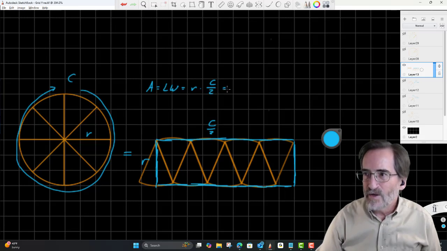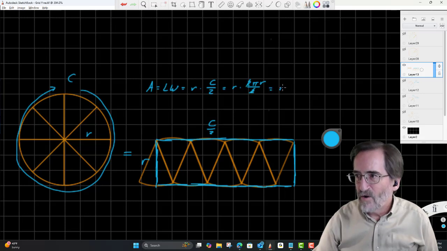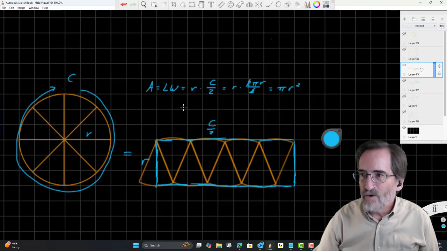Now we've already seen that circumference is 2 pi r. So r times circumference, 2 pi r, divided by 2. The 2's cancel. And we get pi r r, which is pi r squared. So the area of a circle is pi r squared.